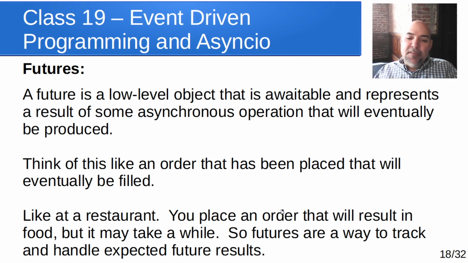Now, you might note that there might be multiple meals being prepared all at the same time, and they're going to come up at different times. They'll become available at different times. So futures are kind of a way to track and handle expected future results. In other words, you put an order for something at a restaurant, like a chicken breast sandwich or whatever, and you expect that in the future they're going to fulfill that order. So futures are a way of waiting for those things that we know are going to happen in the future, and then when they do happen, handling them.